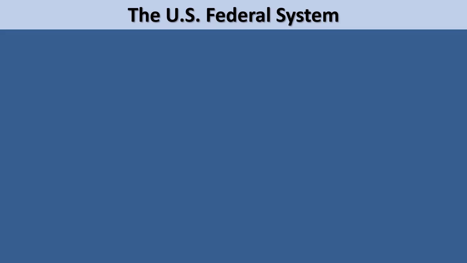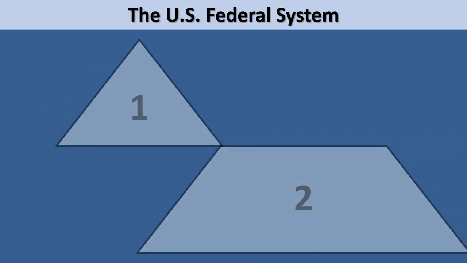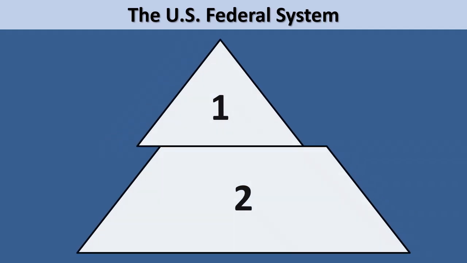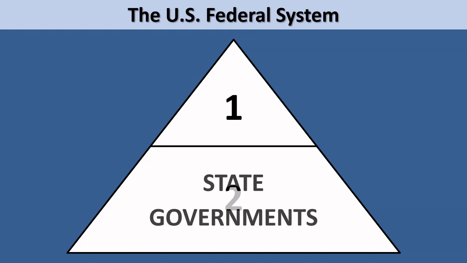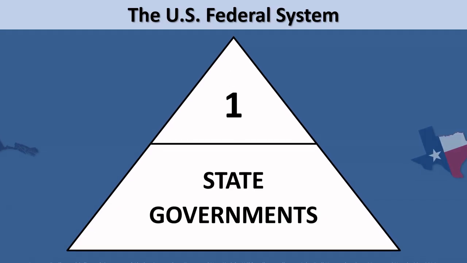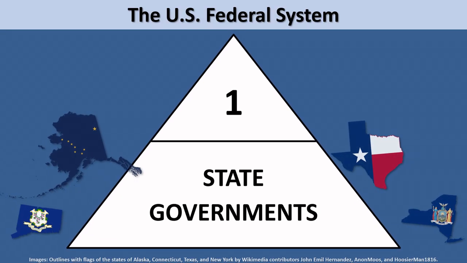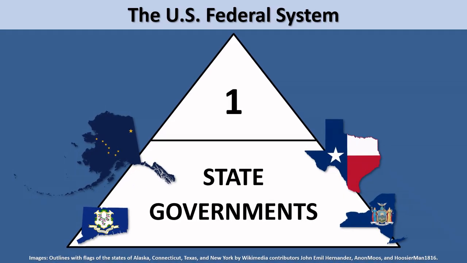The idea of separation of powers also played a large part in the creation of the U.S. federal system, which divides U.S. government into two levels. At the lower level, there are state governments. Each state of the United States has its own government, chosen by the people of that state. State governments make laws and regulations that apply only within that state.